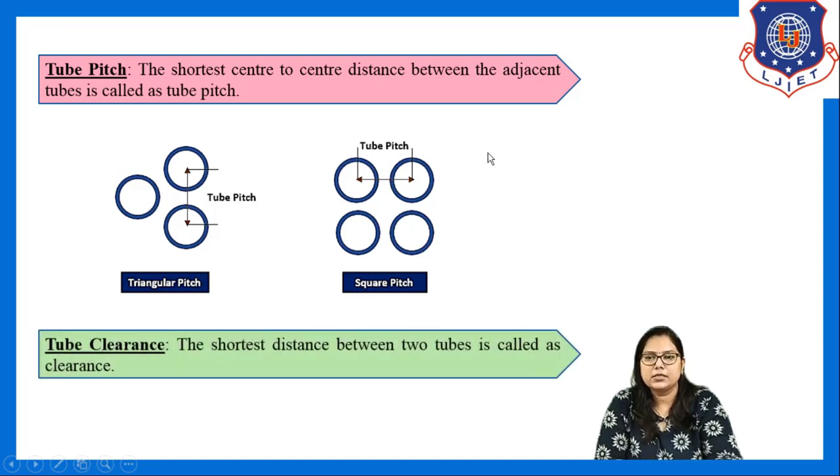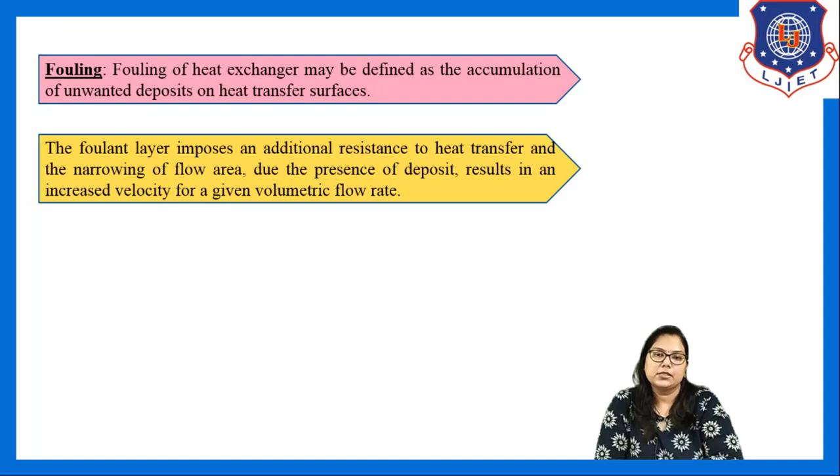What is tube clearance? The shortest distance between two tubes is called the clearance. That means the surface to surface distance. Understand? Pitch is the center to center distance between two adjacent tubes, and clearance is the shortest distance between the two tubes, not the center to center distance. For pitch, it is the center to center distance, and for clearance, it is the distance between the two tubes. So that is about tube pitch and tube clearance.